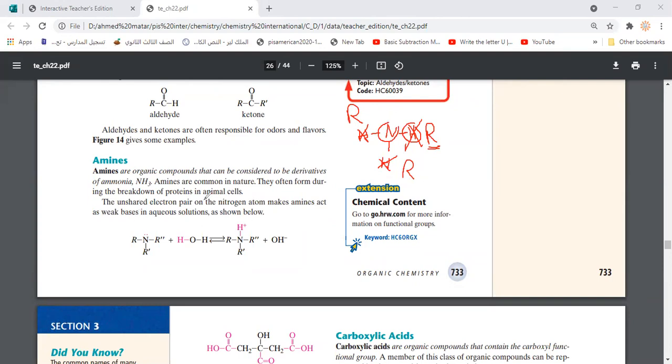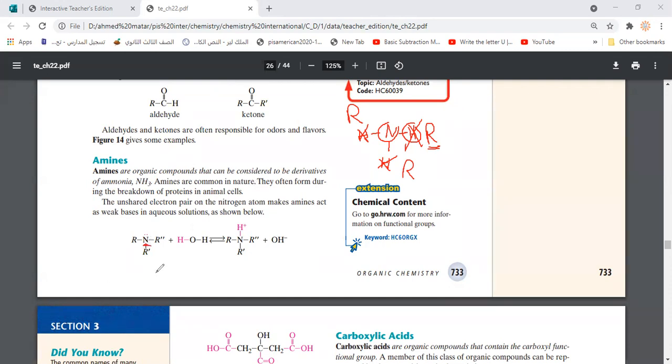We said that amines are common in nature, or they are found in our daily life. Actually, they are the result of the breaking down of protein inside your body. So once you eat protein and you start to digest it, the waste of protein is ammonia, which is converted in your liver to urea that is expelled out by your kidneys.